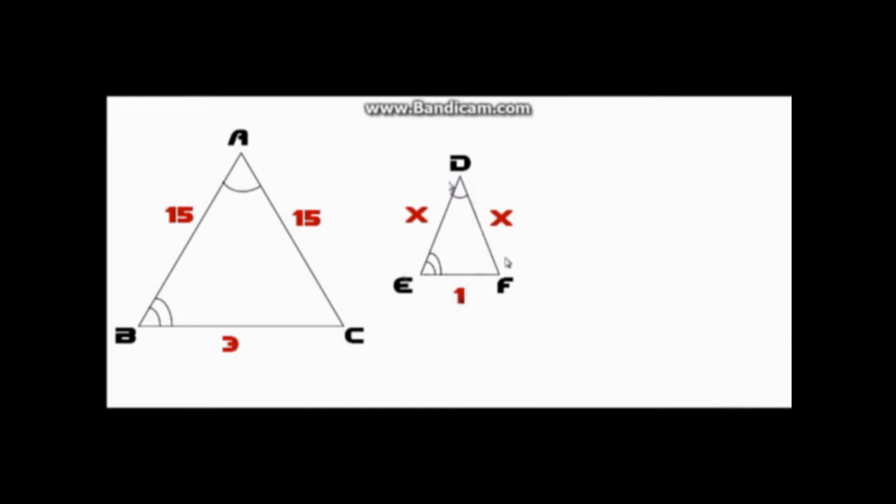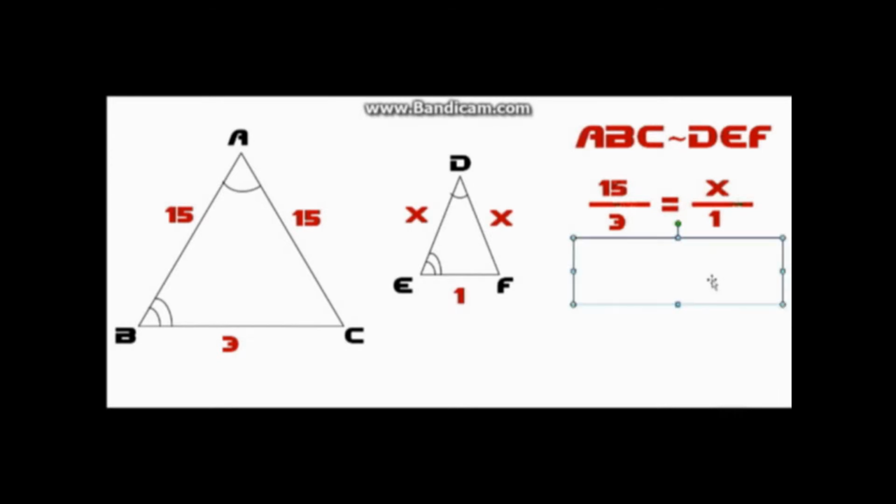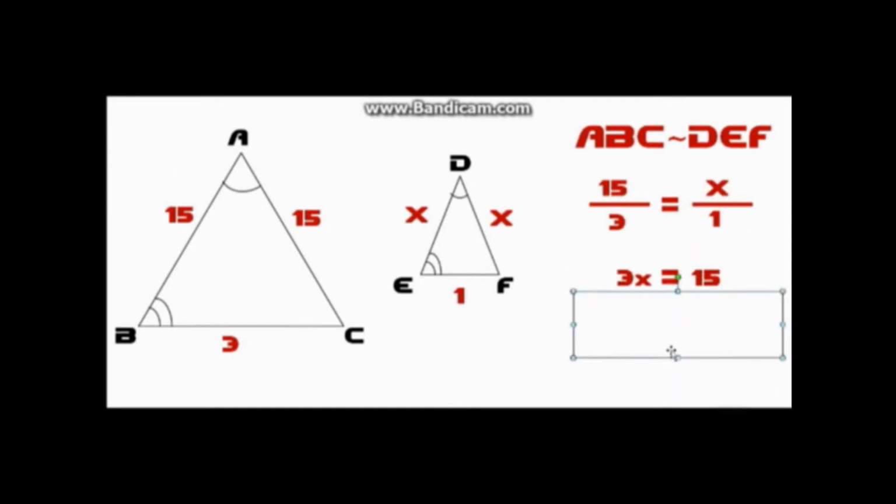And if all angles are congruent, then they are going to force all the sides to be proportionate, because they have to make the same angles and everything. So now that we have proven that ABC is similar to DEF through the angle-angle postulate, we now can find x through proportions like we did earlier: 15 over 3 equals x over 1, and just cross multiply, 3x equals 15, and then we come out with x equals 5, and that's that.